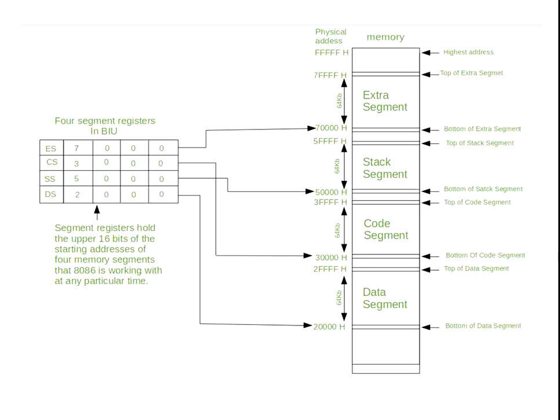The code segment holds the program instruction codes. The stack segment is used to store interrupt and subroutine return addresses. The data segment stores the data for the program. And the extra segment is an extra data segment that is often used for shared data.